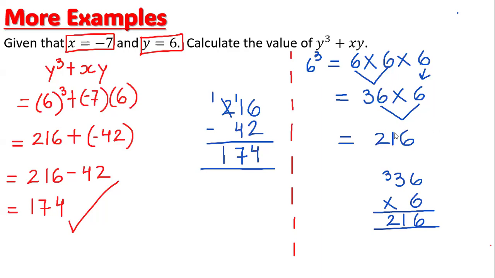Which part are you on? No, so the opposite side. So we have 6 cubed is what? 216. Good. And then what we do on this side? Multiply those. -7 times 6 is what? -42. Good. And a positive times a negative is negative, so we subtract. We subtract 216 by 42, and that gives us 174. Very good.